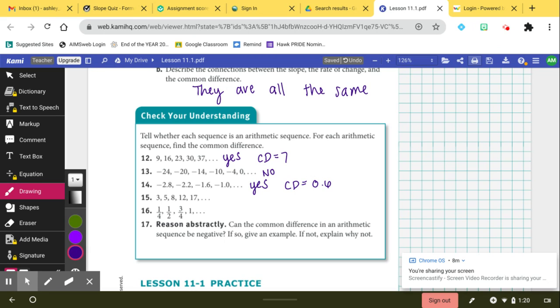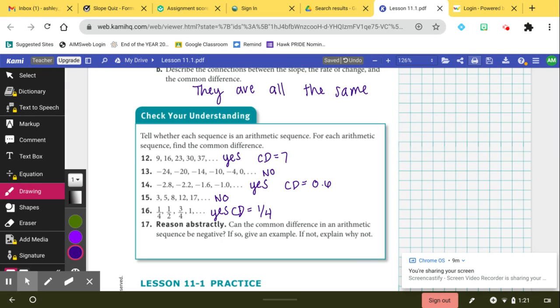15, we go 3 to 5, so that's 4, and then 5 to 8, that's 3, and then 8 to 12, that's 4. So that is not a common difference, so no. 16, we go 1/4 to 1/2, so we add a half. Then we go from 1/2 to 3/4, so we add a half again. Not a half, a fourth. And then 3/4 to 1, that's adding a fourth again. So yes, this is an arithmetic sequence. So CD is 1/4.